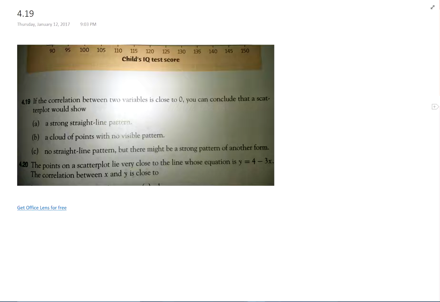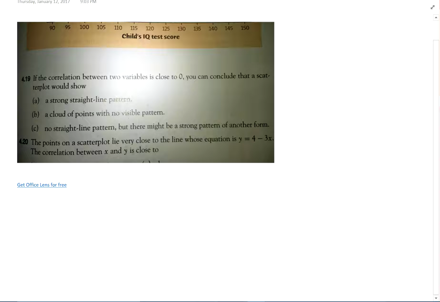If the correlation between two variables is close to zero, you can conclude that the scatter plot would show, well, certainly not a strong straight line pattern. A cloud of points with no visible pattern, absolutely. No straight line pattern, but a strong pattern.